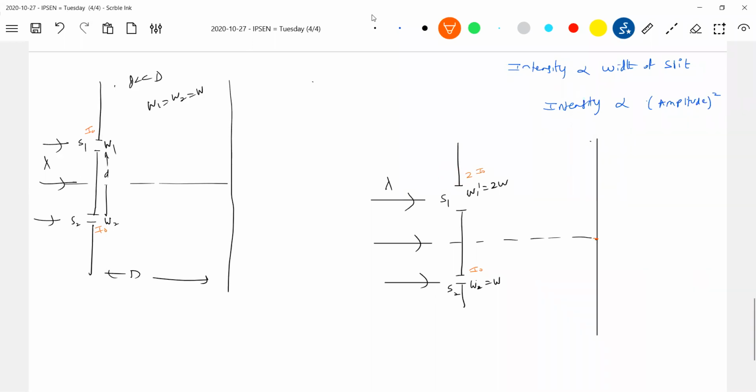What will happen to the intensity of the central maxima? Earlier it was 4 I naught, 0, 4 I naught, 0. What is the intensity of the central maximum it will become? Then you have to use the formula: I max will be equal to root of I1 plus root of I2, whole square. With I1 as 2 I naught and I2 as I naught, it will be 3 I naught. So the intensity here now is 3 I naught.